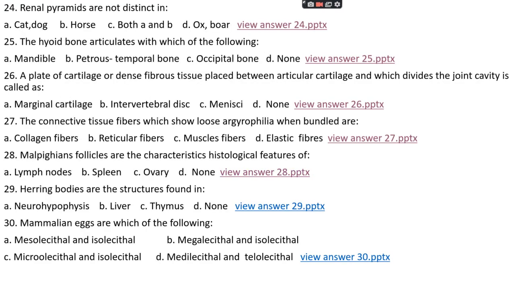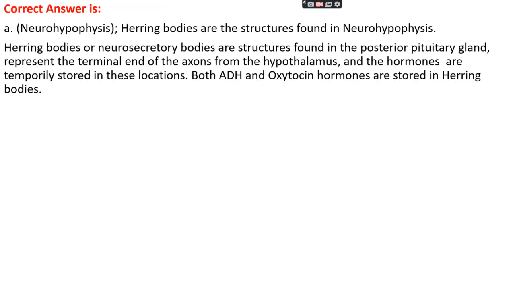Question number 29. Herring bodies are the structures which are found in: option A, neurohypophysis; option B, liver; option C, thymus; option D, none. The right answer is option A, that is neurohypophysis. Herring bodies are the structures which are actually found in the neurohypophysis, which is the posterior pituitary gland.